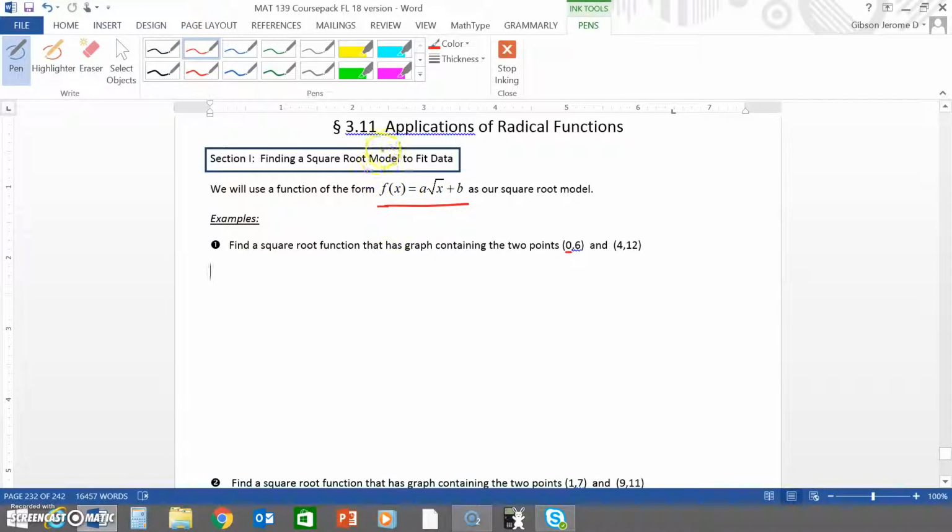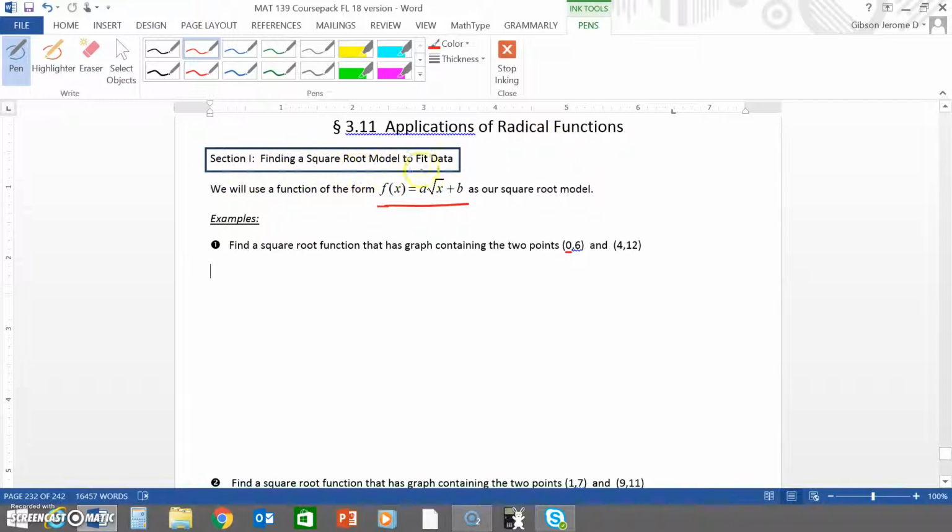Hello class. It was pointed out to me that there was one section that we did not cover that would help you with the project. And so I'm going to cover that section right now. After I cover this section, you all should be able to apply this to whatever problem this relates to on your project. So we have here 3.11, applications of radical functions.